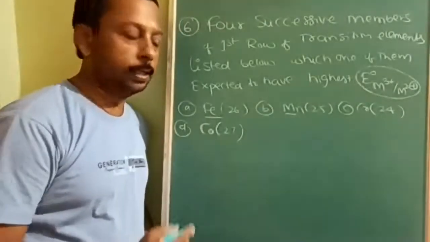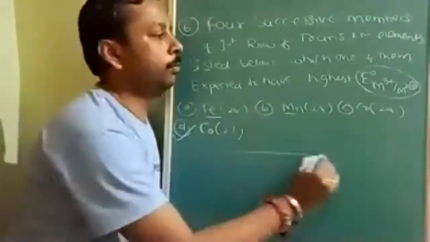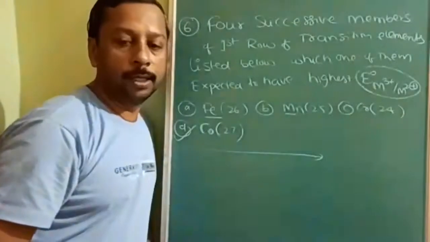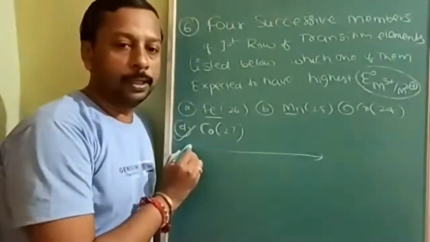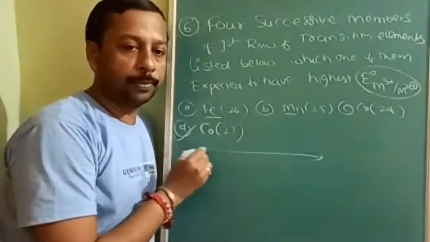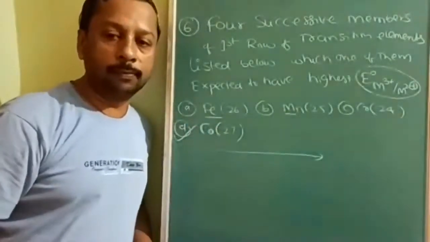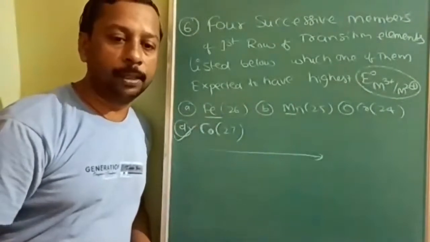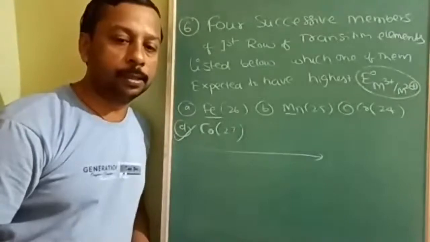Okay, see, the answer to this question is simple. Option D. From left to right, non-metallic nature increases. Therefore, the reduction potential will be maximum for cobalt. What is the answer? Left to right, SRP increases. Okay, so that's why cobalt is the answer.